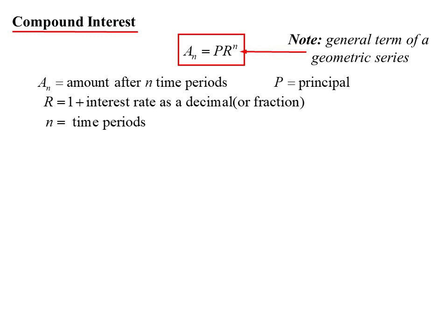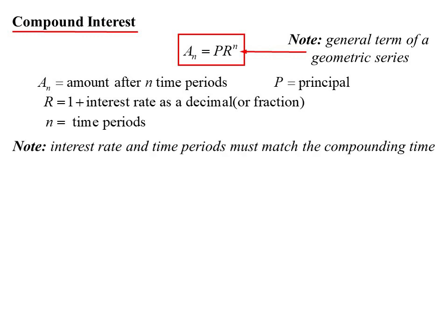P is still the principal, but for this one, because we're doing the whole amount in one hit, it's 1 plus the interest rate, not just the interest rate. And n still is our time periods, of course. The thing we have to be careful with the time periods here, because we're compounding, we need to match the time units for both the interest rate and the actual periods we're using.